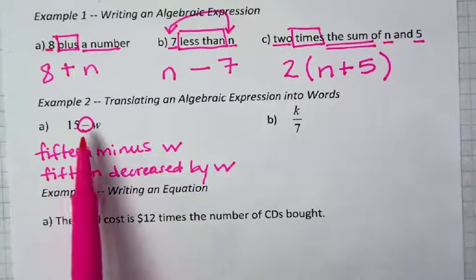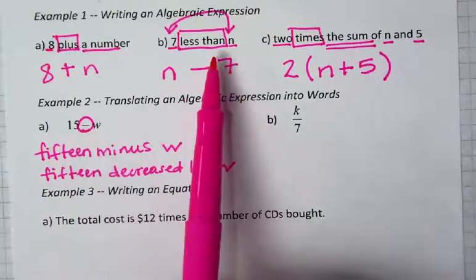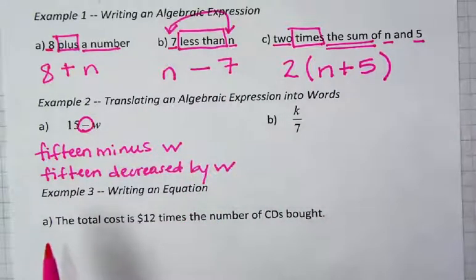Now, since this is a subtraction, I could use "less than." I would just have to make sure that, again, I turn it around. So I wouldn't say 15 less than W. I would say W less than 15.